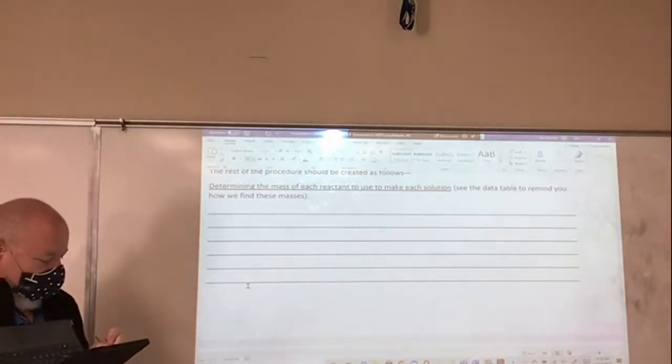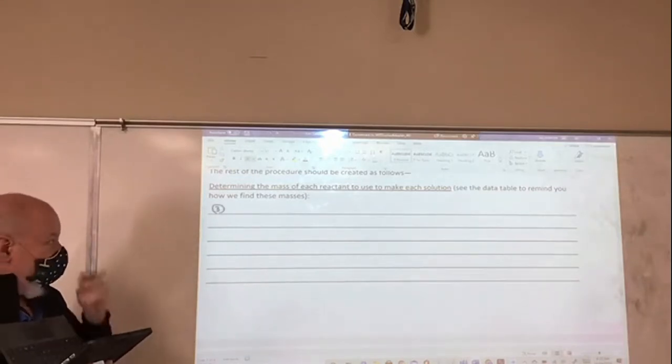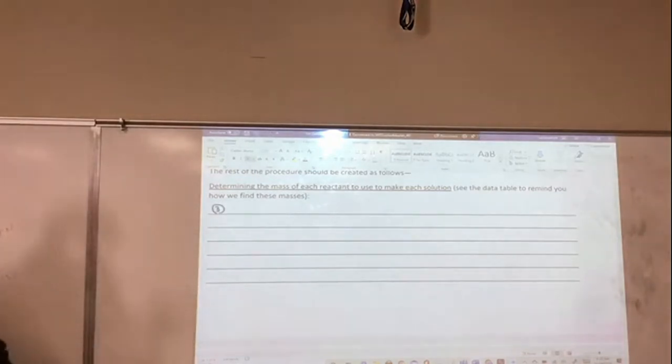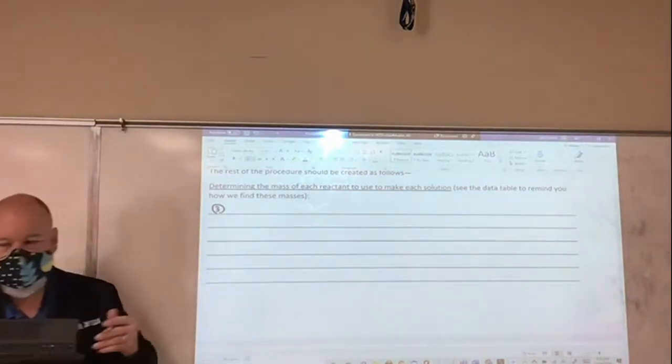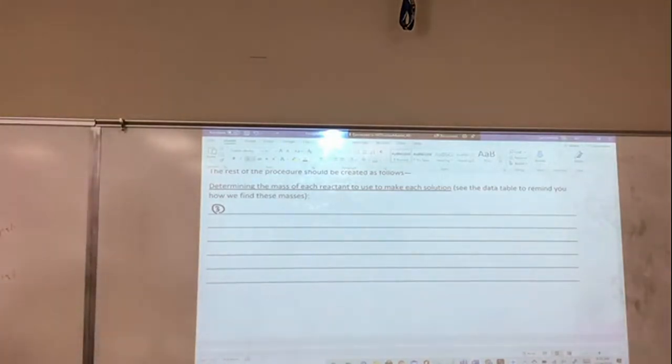And so we are starting with step 3. You don't need to put a little circle around your steps. So, determining the mass of each reactant to use to make each solution. What's the first thing I do when I try to figure this out? Yeah, Aspen. Putting the amounts into the formula.